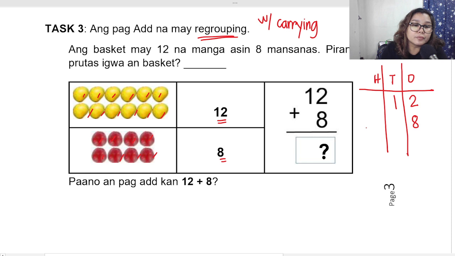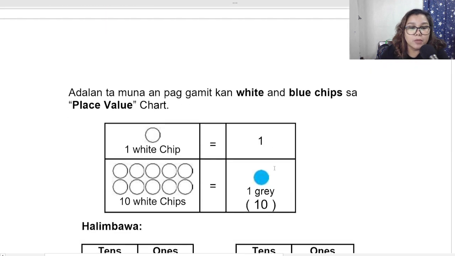Okay. So, paano ang pag-add kan 12 plus 8? So, we can have here na dito na lang. So, it means that the answer will need a 2-digit number. Ano po? So, kapag ganyan, pag sobra na. Okay, so what do we do?